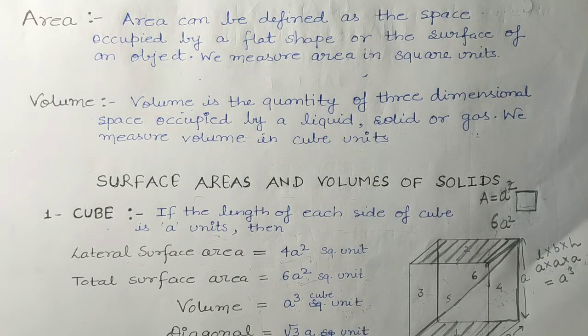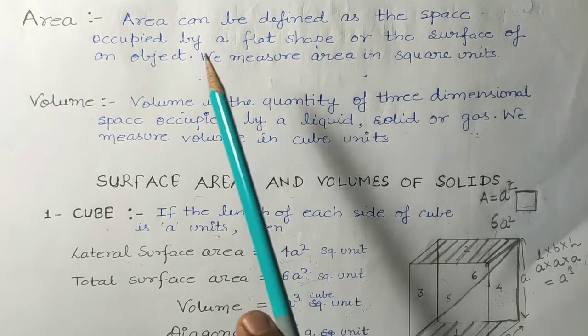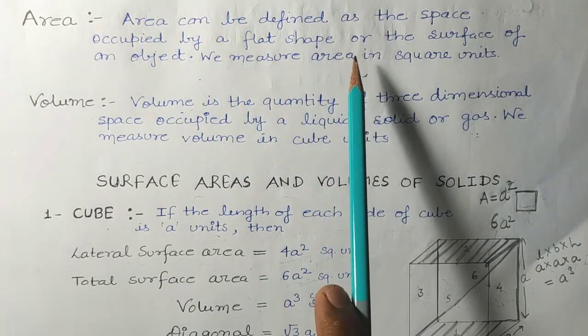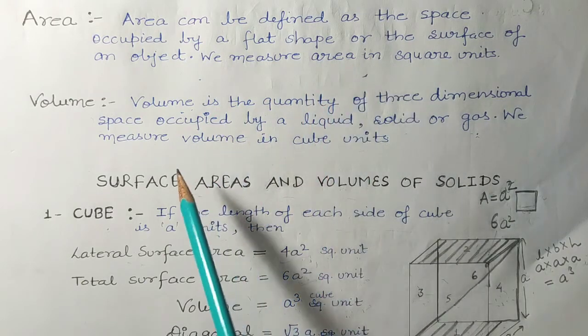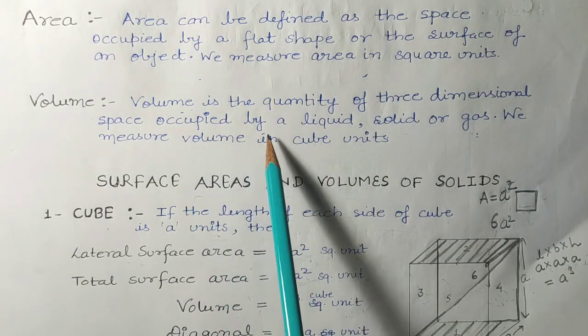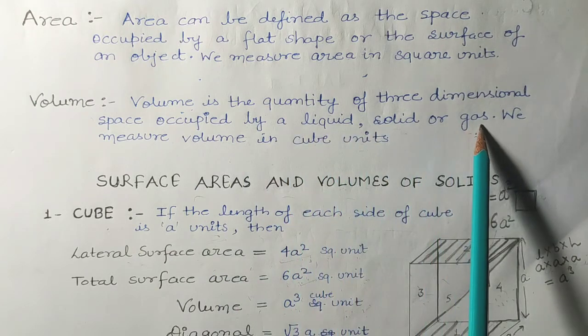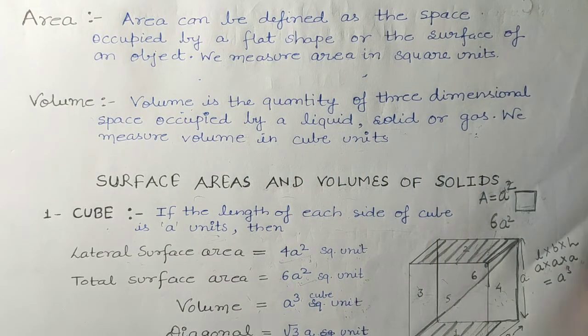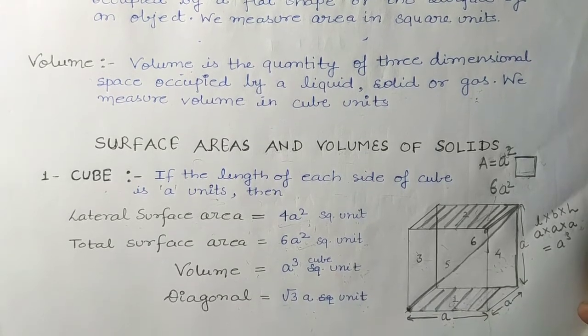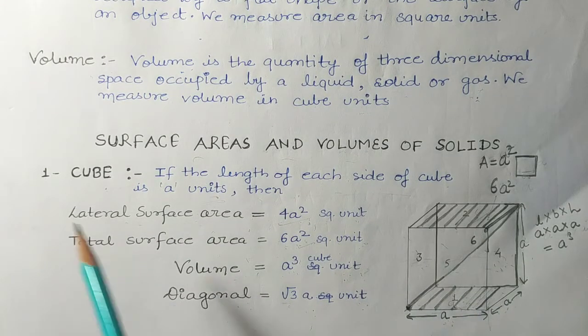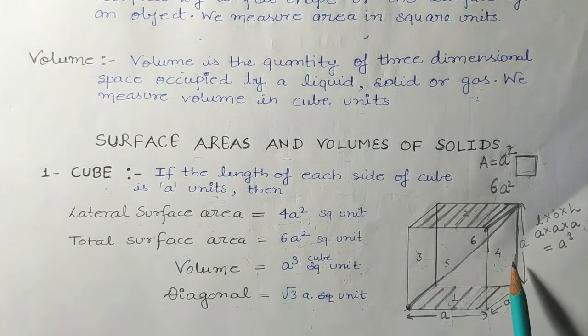In part 1 we have studied the definition of area, that is the space occupied by a flat shape, and volume, that is the space occupied by liquid, solid or gas. Then we have covered the first solid, that is the cube. In a cube we know very well there are 6 surfaces.